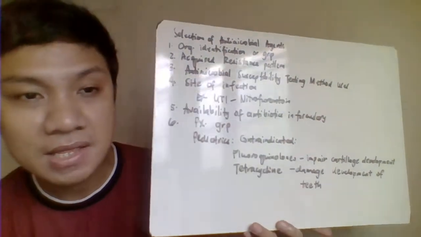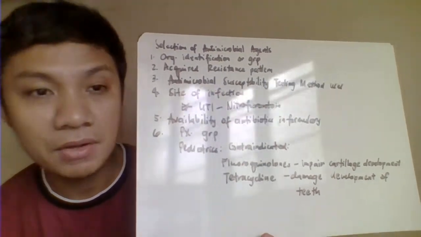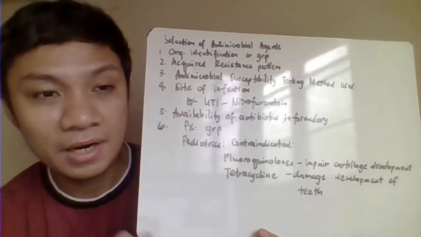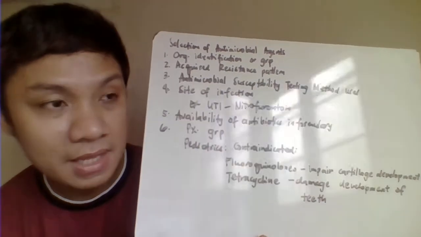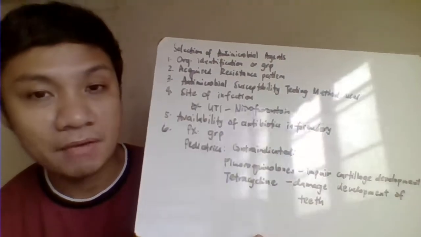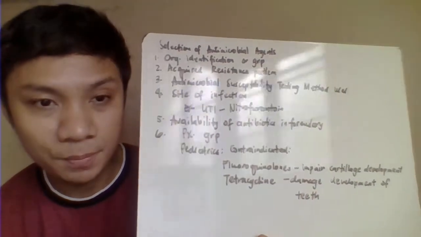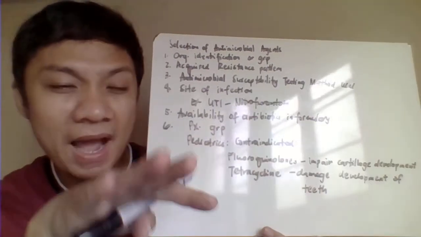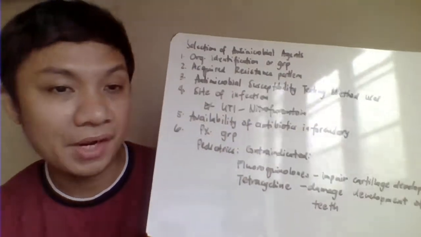Okay, we have also here the selection of your antibiotics. What are the antibiotics that should be tested against your isolated organism or bacteria? Number one, you should have here your organism identification or group. So, kada group ng organism natin, there's a selected mga panel ng antibiotic natin in the laboratory. So, just refer to that.